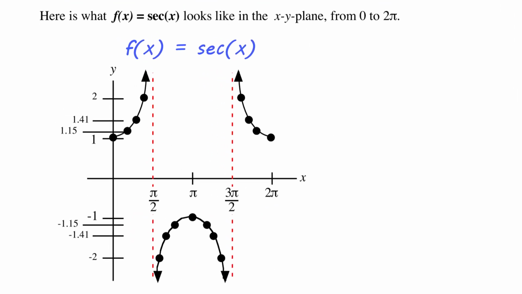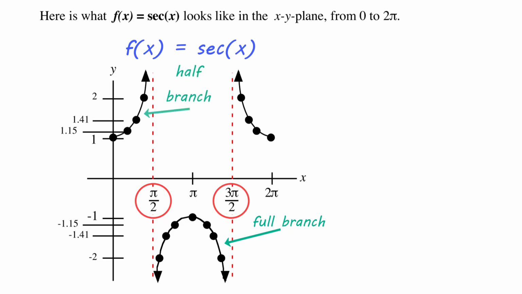Now, the graph of secant x is very similar to the graph of cosecant x, except that there are different locations for the asymptotes. Here, the secant function has asymptotes at pi over 2 and at 3 pi over 2. And notice that when we draw the graphs, we have one full branch between asymptotes at pi over 2 and 3 pi over 2. But on the left side and the right side, we have 2 half branches. Now, typically, we actually prefer to graph with 2 full branches. I'll show you what I mean by that in just a moment.